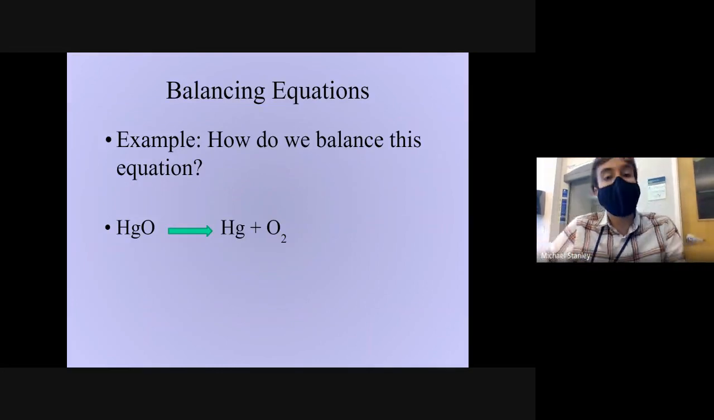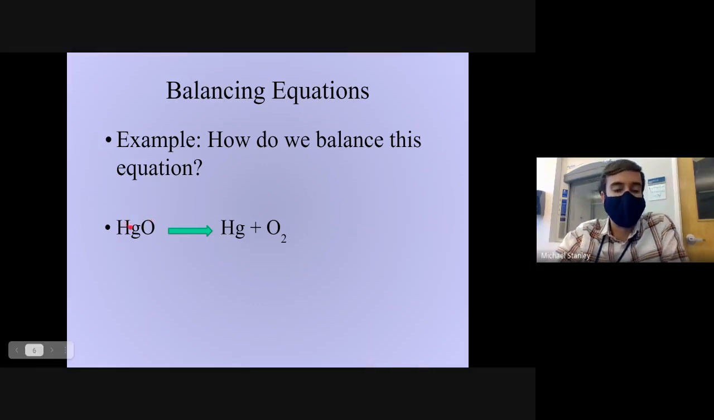So here we have a pretty simple chemical reaction. Mercury oxide, so Hg is one of those weird ones where the symbol is Hg, but the atom is called mercury. Mercury oxide, HgO, turns into Hg and O2. So the HgO splits and becomes an Hg atom and an O2 molecule. We want to figure out, is this equation balanced? And if it's not, how do we balance it?